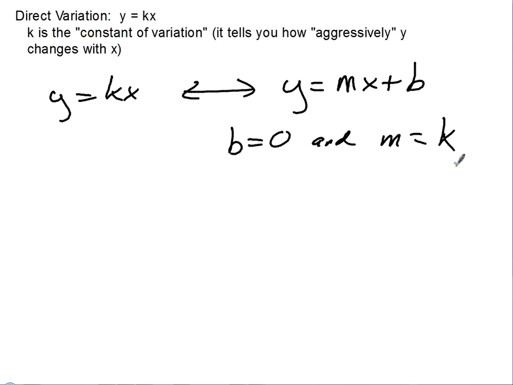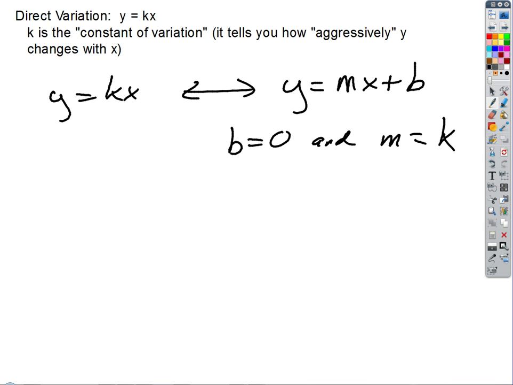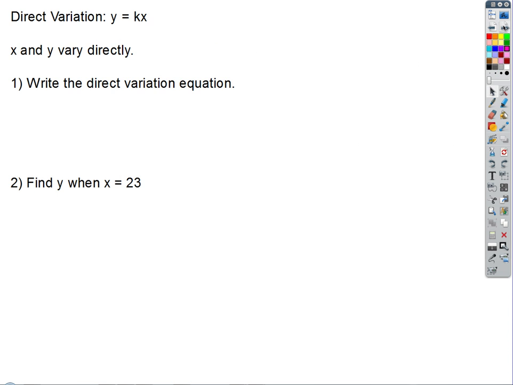If b is 0, what does that tell you about the line if the y-intercept is 0? Where does it pass through the y-axis? It does, at y equals 0. So it's going through the origin with a slope of k. That's it. If you look at direct variation, that's all it is. It's a simple line that goes through the origin with a slope of k. All right, so the kinds of problems that you're going to see are stuff like this.